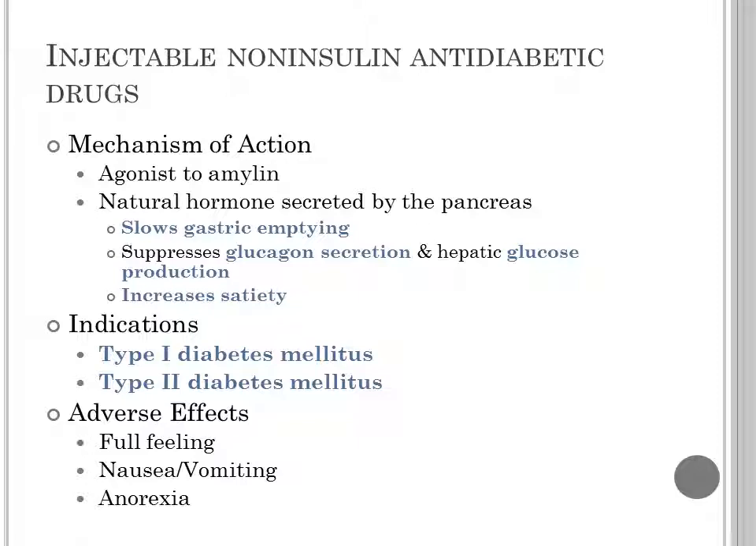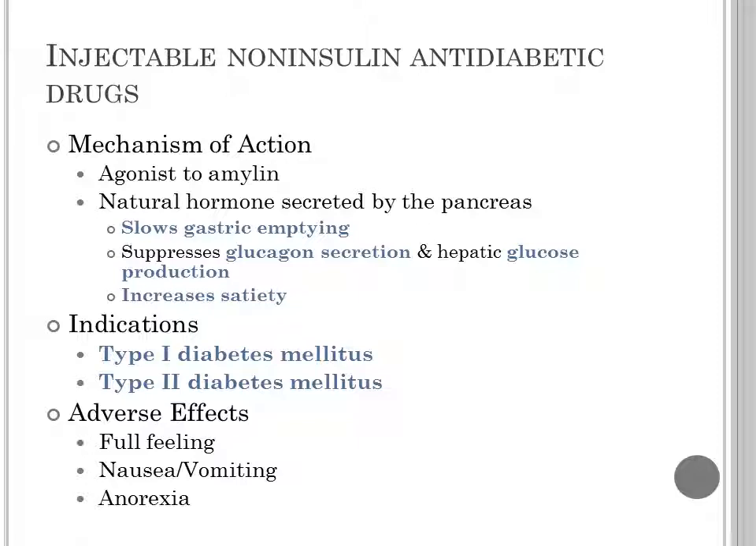Indications. This can be used for type 1 or type 2 diabetic patients, which is pretty exciting. Up until now, unless it was insulin, I said it didn't work for type 1 diabetes. This would be the one exception to the rule. And for type 1 diabetic patients, it's kind of exciting because this was the first drug approved for type 1 diabetes since insulin was approved in the early 20th century. And this is a relatively new medication, I'd say it came on the market within the last 20 years, so kind of cool.